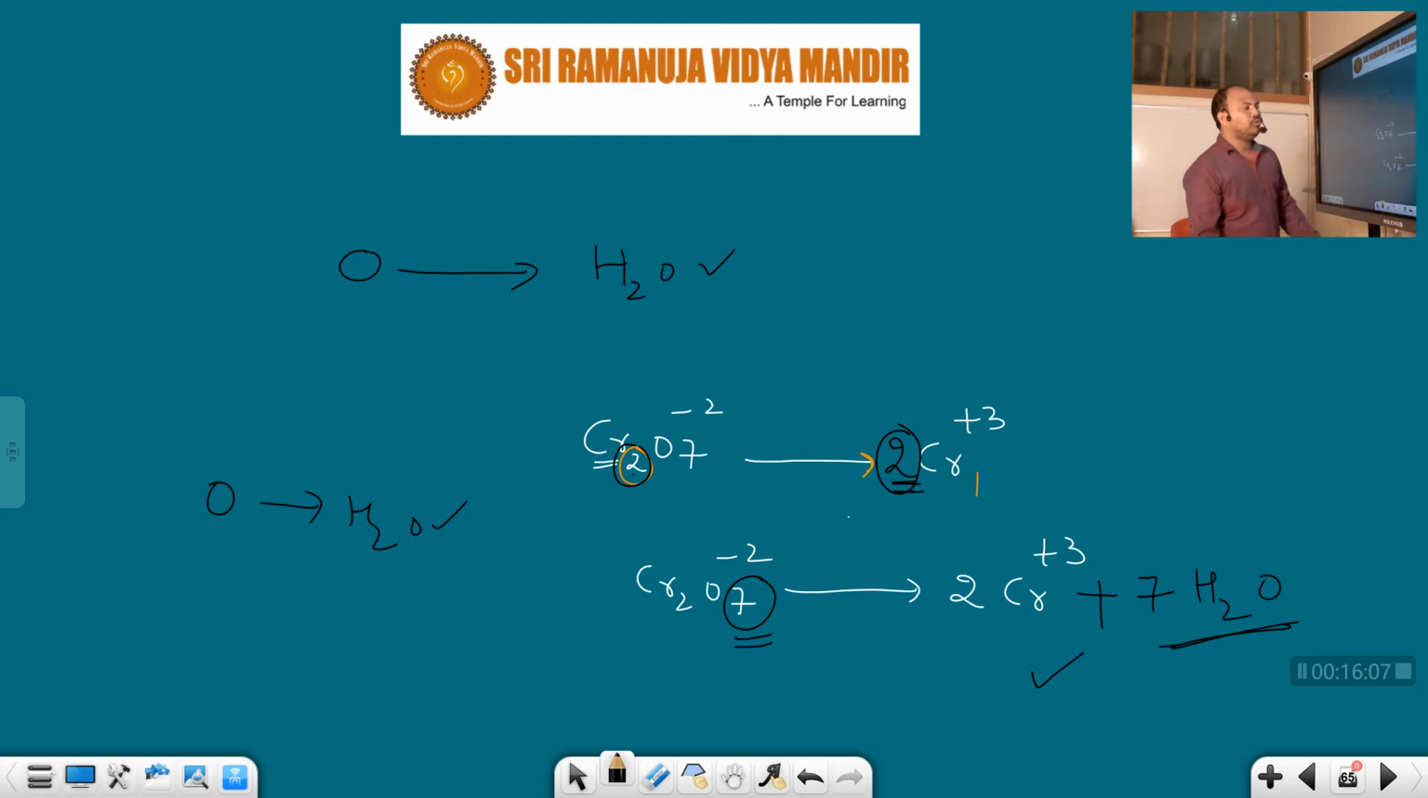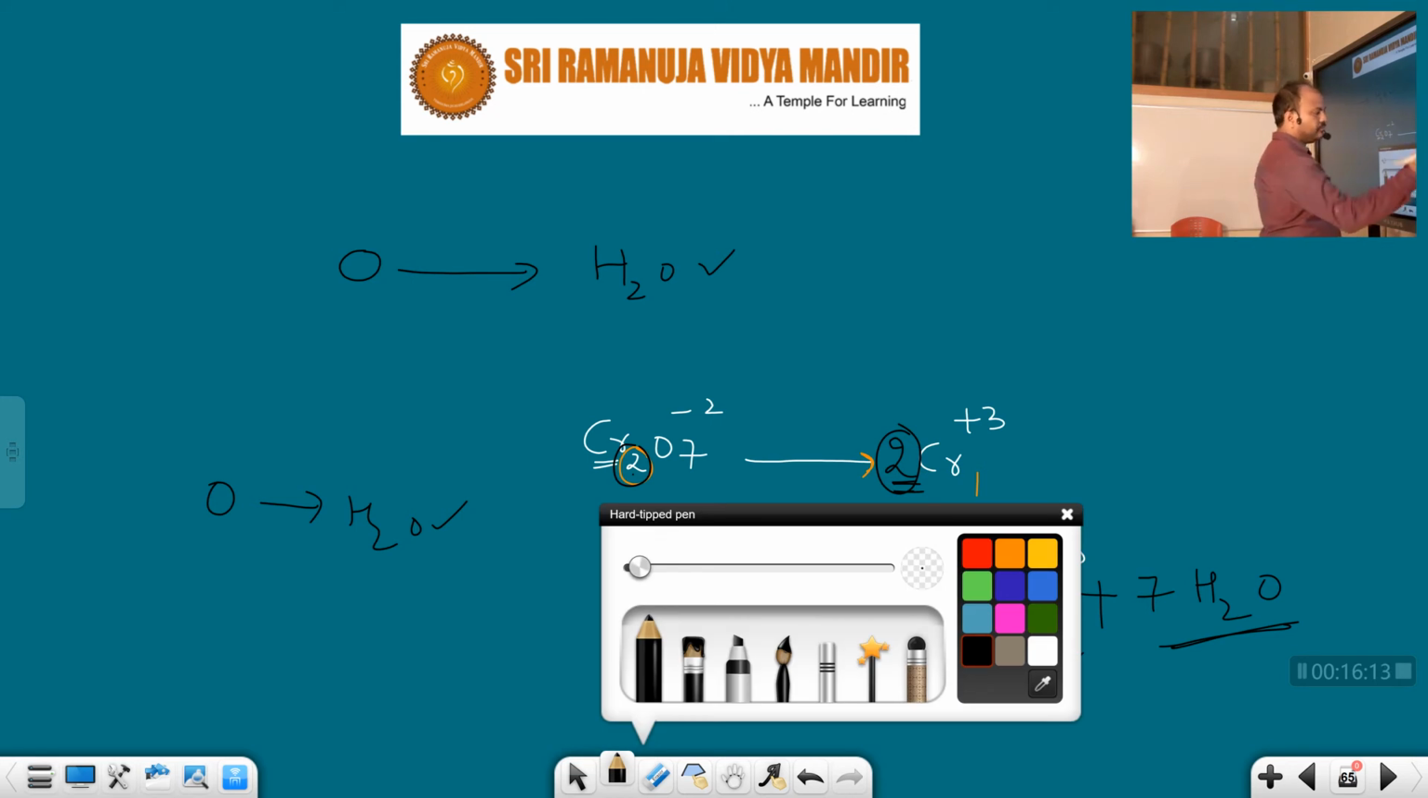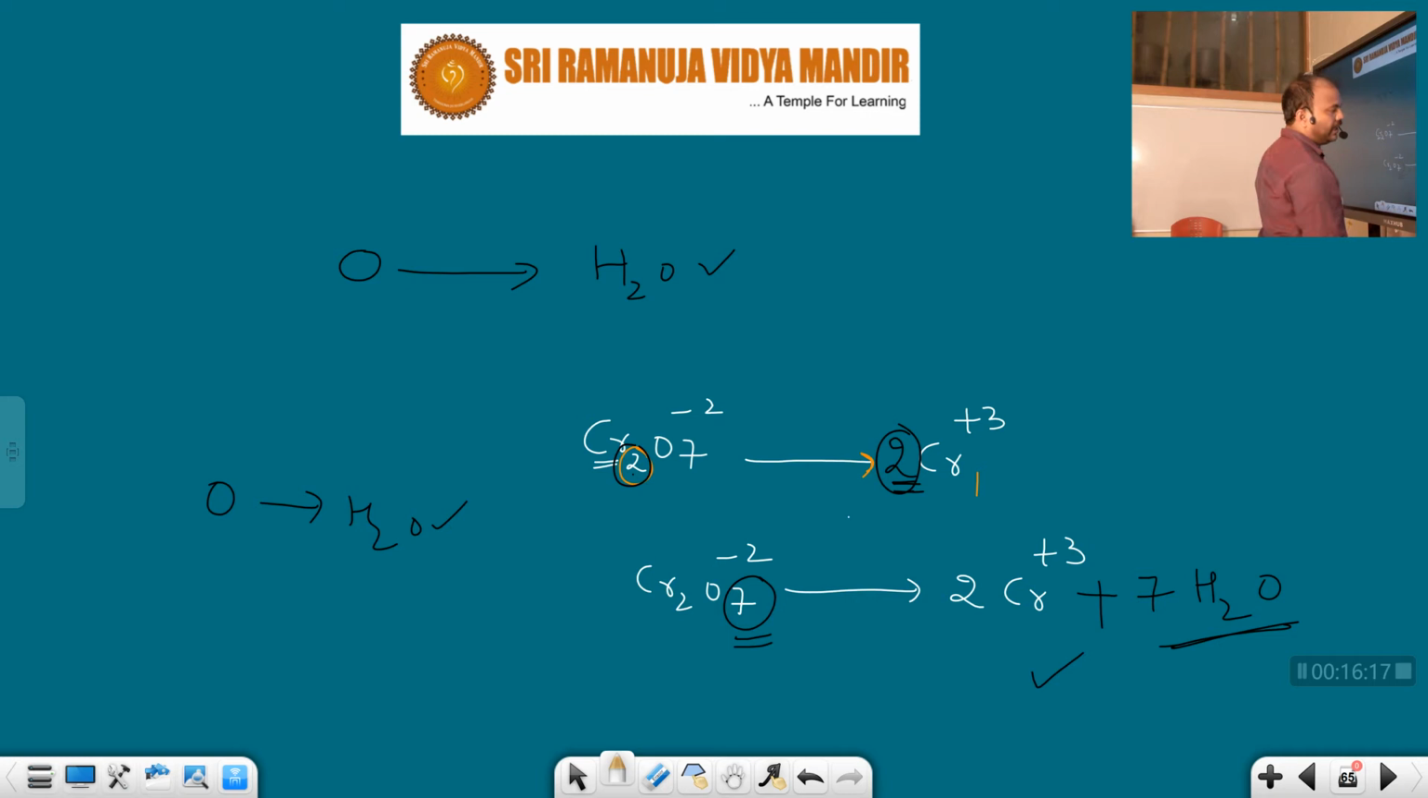After that, we have to balance the hydrogens. So on the right hand side, how many hydrogens are there? Take a look here. 7 twos. How many hydrogens are there? 14 hydrogens. Am I correct or not? 7 twos are how much? 14 hydrogens. On the left hand side, in the dichromate ion, there are no hydrogens. Am I correct or not?